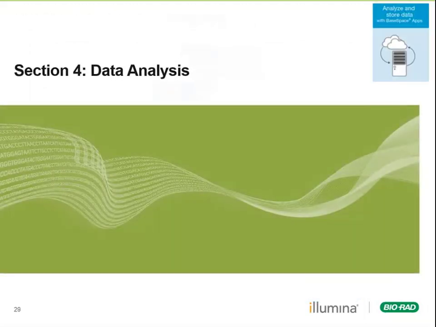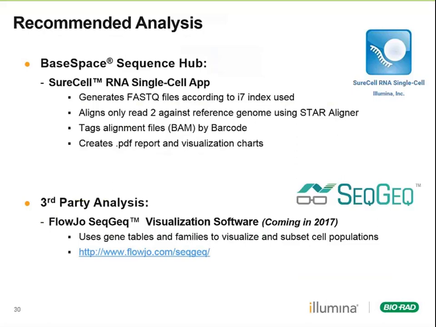You've sequenced, and now we're ready for data analysis. We have a supported option from our BaseSpace Sequence Hub Cloud. We have the SureCell RNA single-cell app. This is only compatible with SureCell libraries. It's going to generate FASTQ files according to the I7 index used, so it will put the reads to the correct I7 sample index. It will align read 2, if we recall that's the cDNA insert, against the reference genome of your choice using STAR aligner.